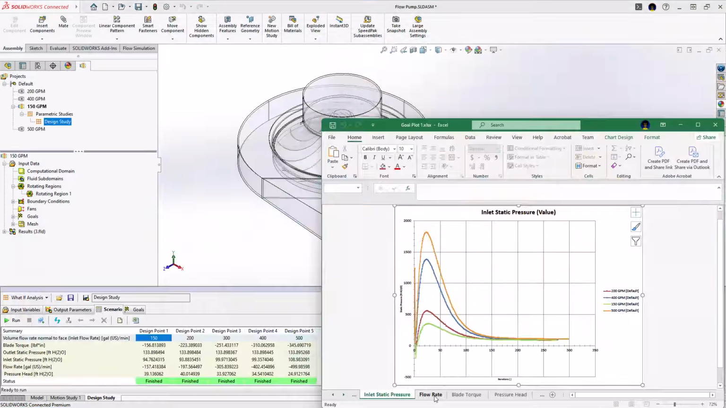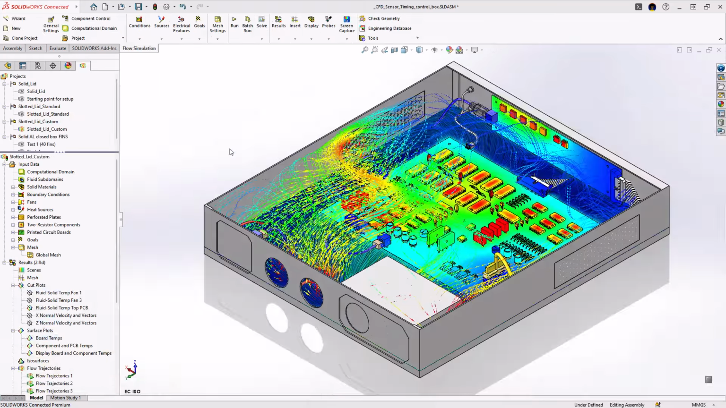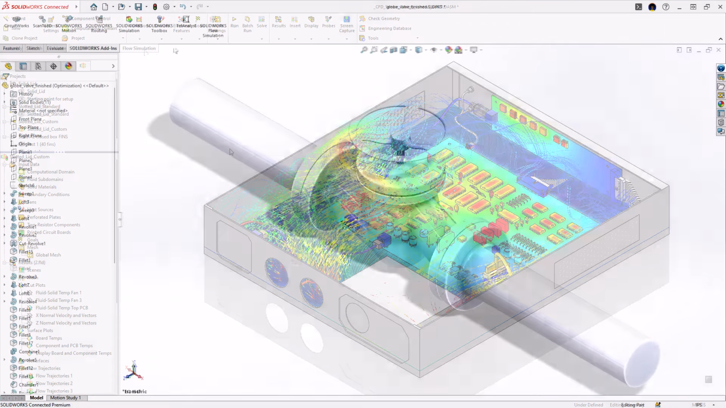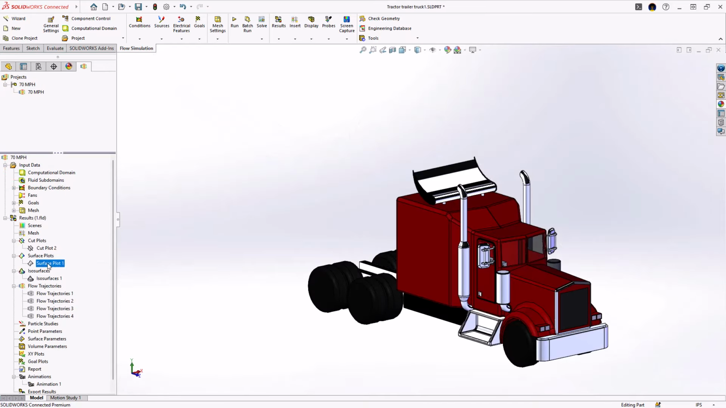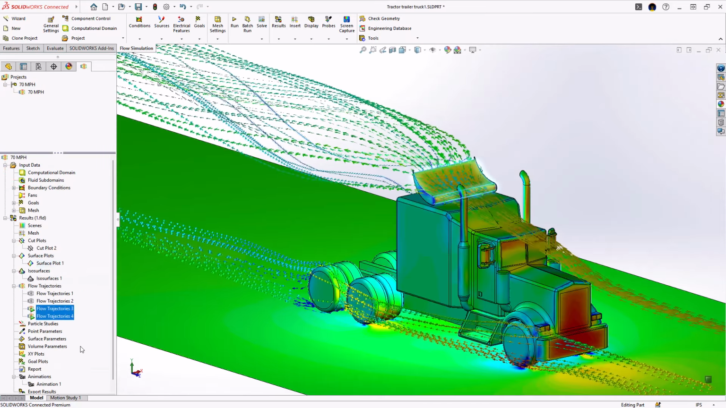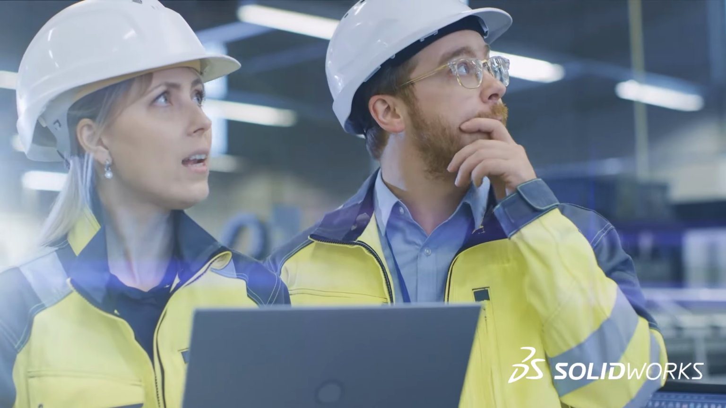to make design decisions based on data, not guesswork. It's fast, it's powerful, and it's built right into your SOLIDWORKS workflow. From idea to insight, design better, simulate smarter, and build with confidence.